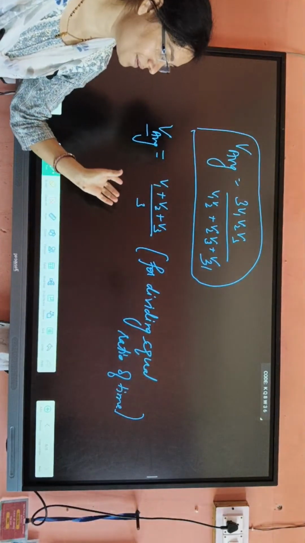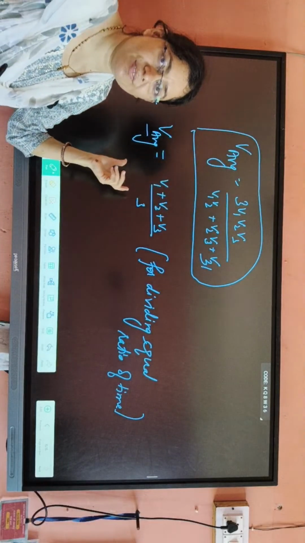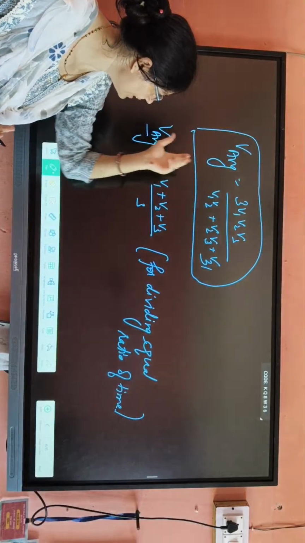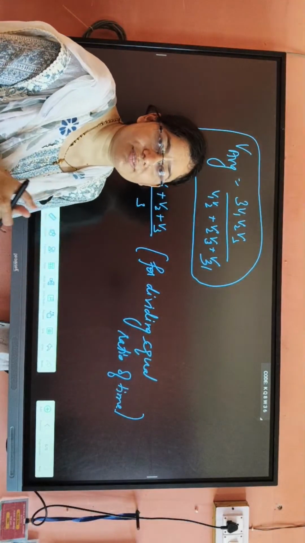So we have done two formulas. One is for when we divide the distance in equal ratio, and the other is for when we divide the time in equal ratio, then we can find the average velocity by these terms. Clear? I hope you understood this average velocity.